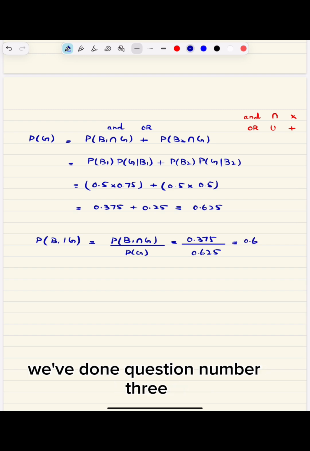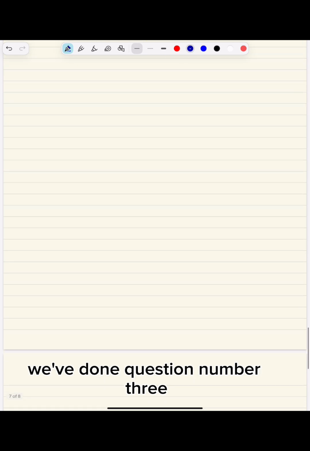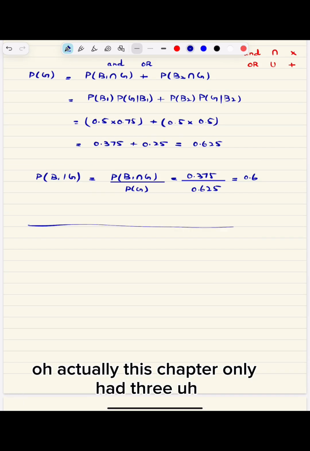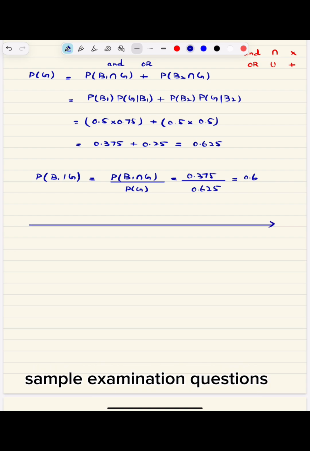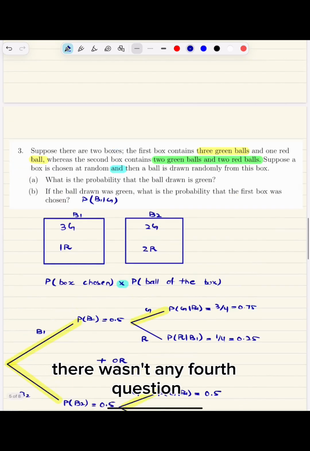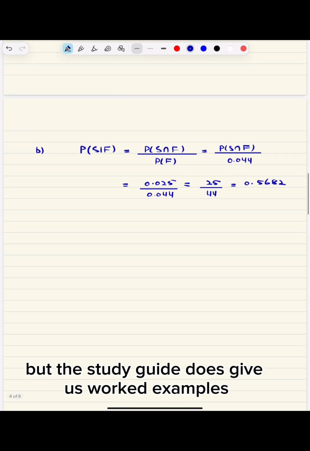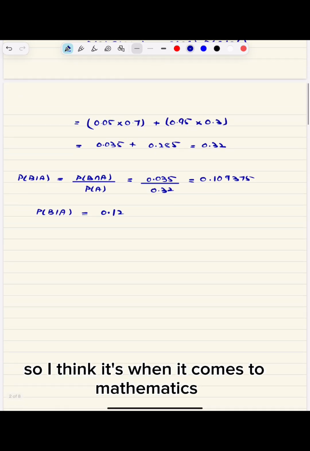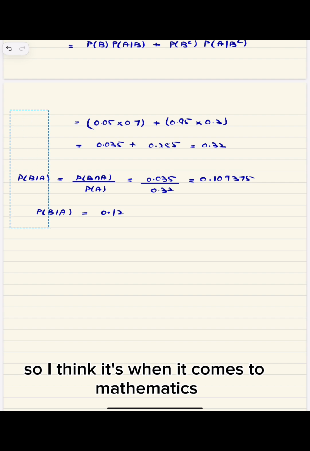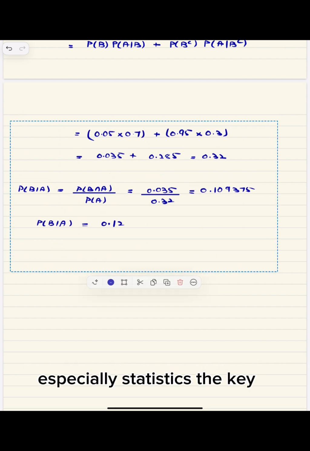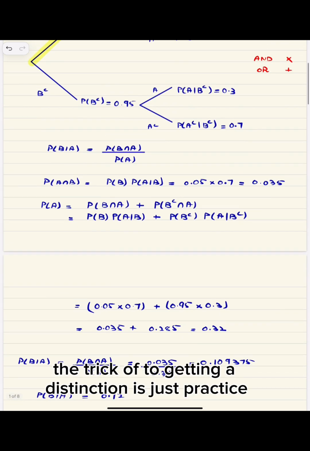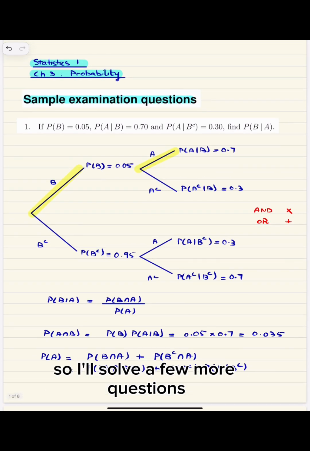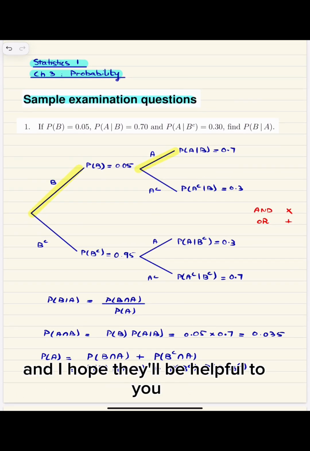Okay, we've done question number 3. Oh, actually, this chapter only had 3 sample examination questions. There wasn't any 4th question. But the study guide does give us worked examples. So I think when it comes to mathematics, especially statistics, the trick to getting a distinction is just practice. So I'll solve a few more questions and I hope they'll be helpful to you.